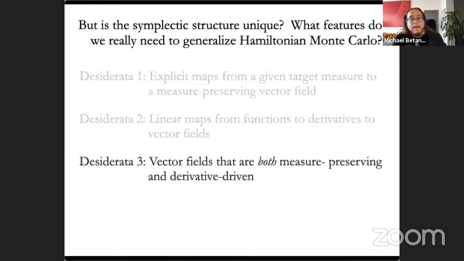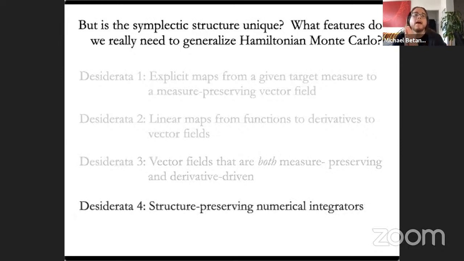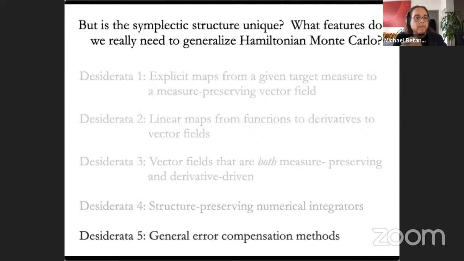And then if I want something that preserves the target distribution but is also implementable in practice, I want a vector field that's measure preserving and derivative driven. And then, to ensure that I can actually implement those vector fields, I want structure preserving numerical integrators like the symplectic integrators. And then I want some kind of general error compensation mechanism.